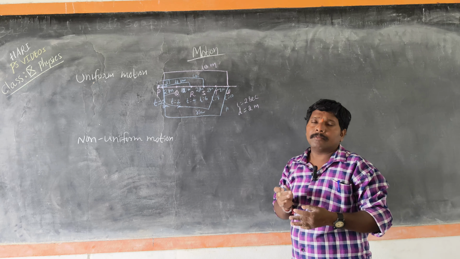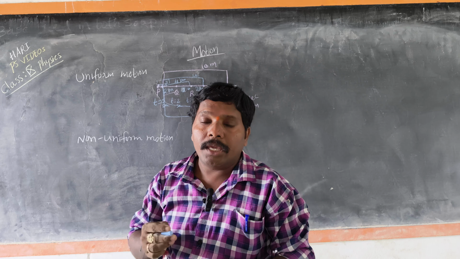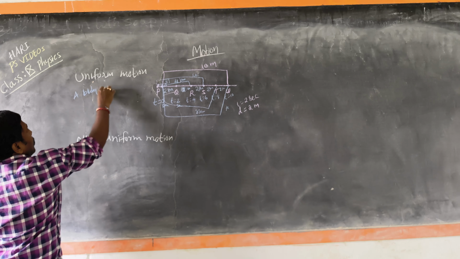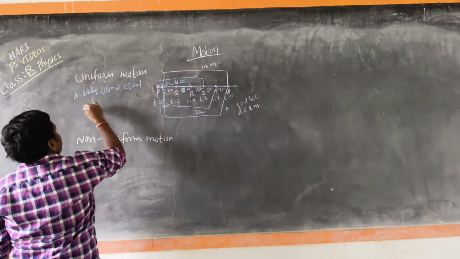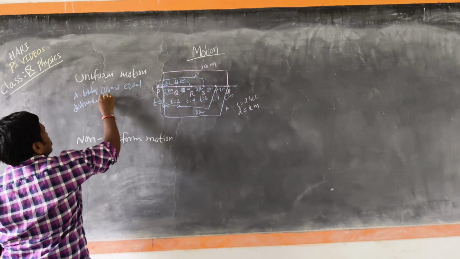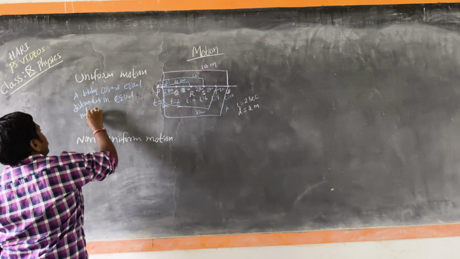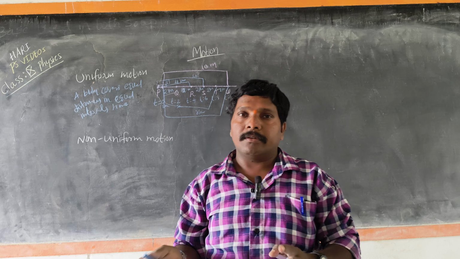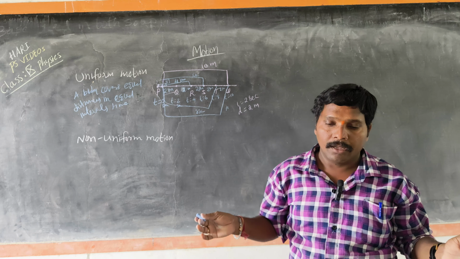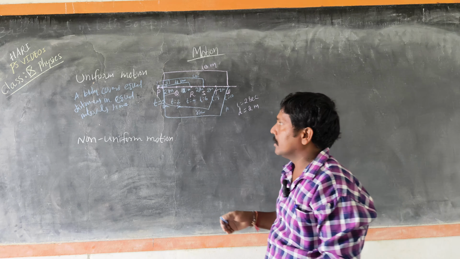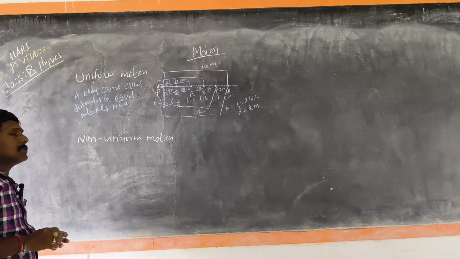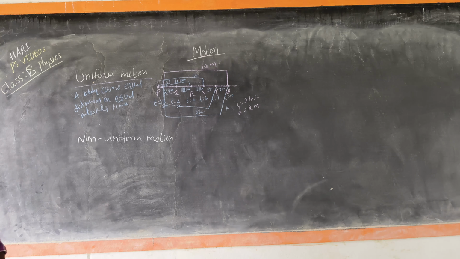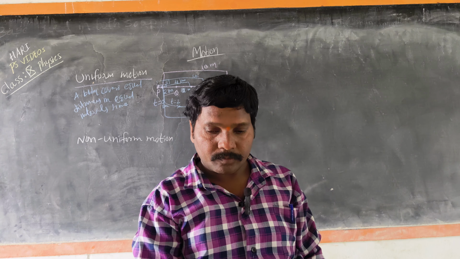So, if any body covers equal distances in equal intervals of time, whatever the time interval is, 2 seconds or 1 second or 3 seconds or 4 or whatever, however small the time interval is, if it covers equal distances in equal intervals of time, then we can say the object is in uniform motion.